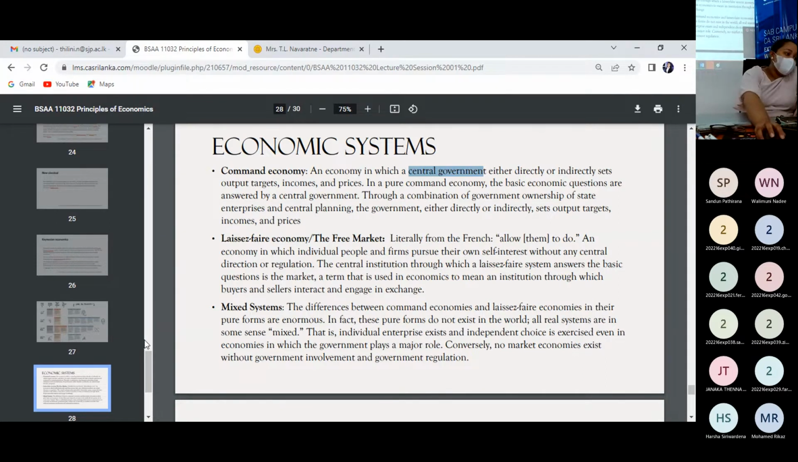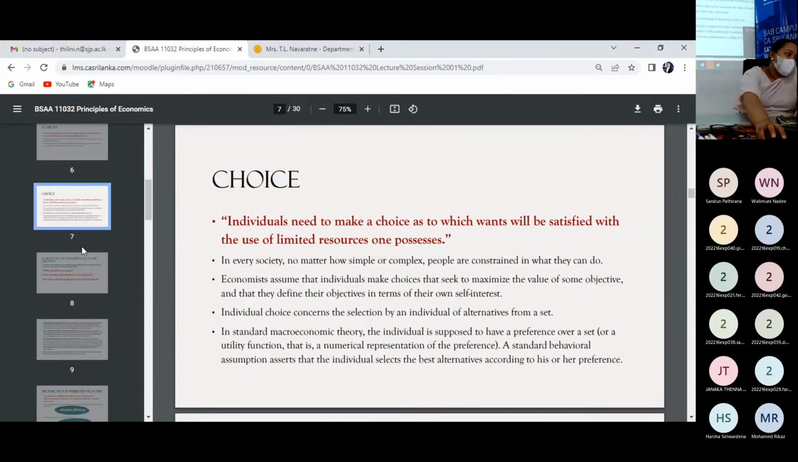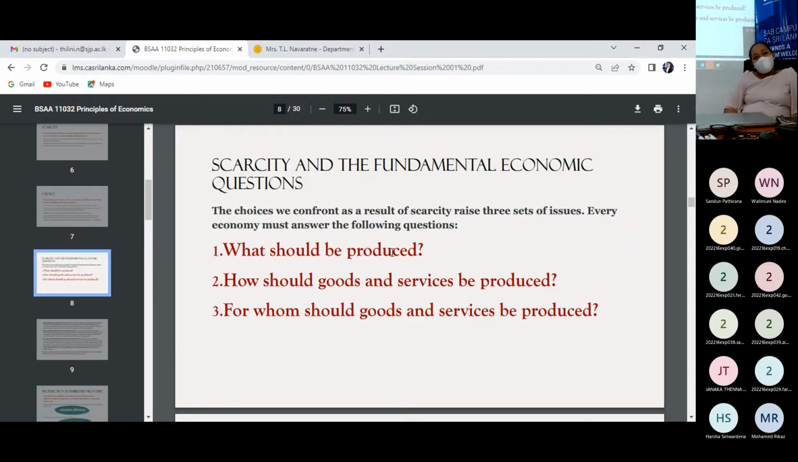So in the command economy, who will answer these questions? Government will decide what to produce. Are we producing rice for all, wheat flour for all, bread for all? Half wheat flour, half rice for all? Are we not giving milk to people? Are we allowing meat to be produced? Government will decide. How should goods be produced? Is the private sector producing or the government sector? Most likely the government sector, state-owned enterprises will produce. They will have control over the resources.